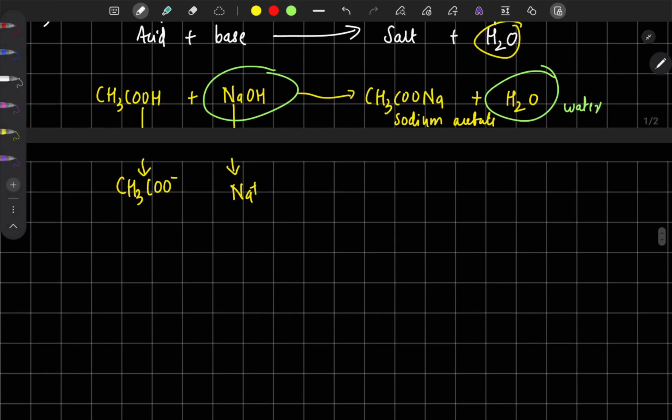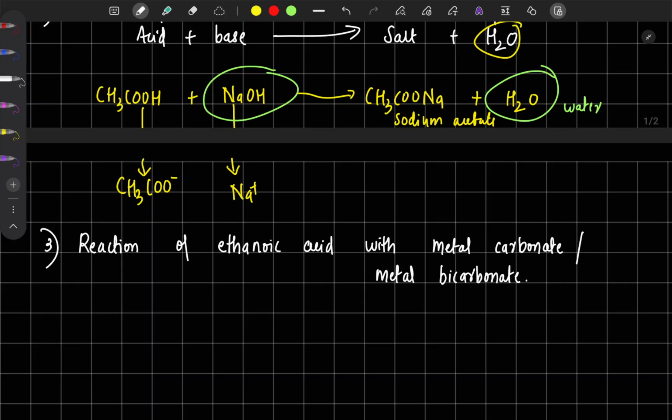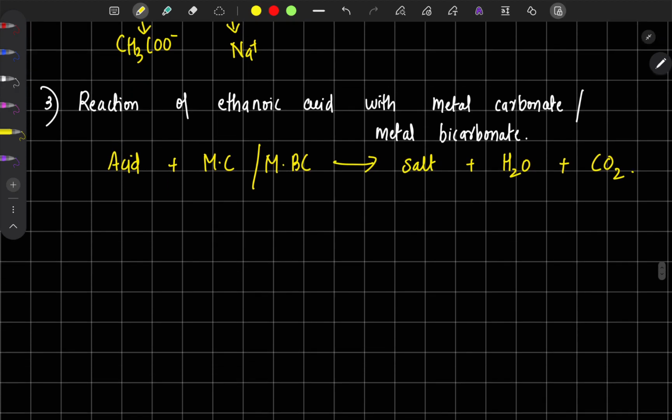The third reaction is also very easy. That is the reaction of acid with metal carbonate or metal bicarbonate. So this also we have studied in our second chapter. The general reaction is acid plus MC. MC is a short form of metal carbonate or metal bicarbonate. Do you remember what will be the products? You can predict it: salt plus water plus CO2.